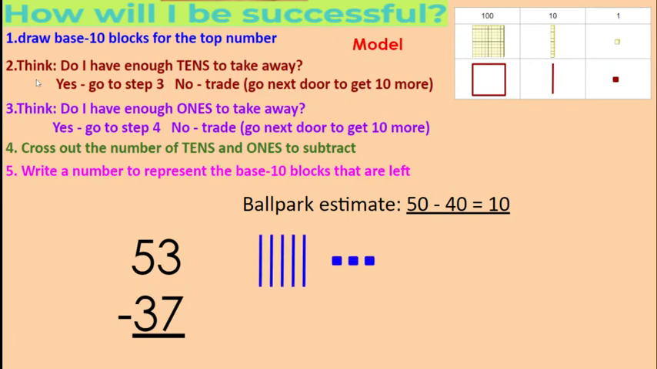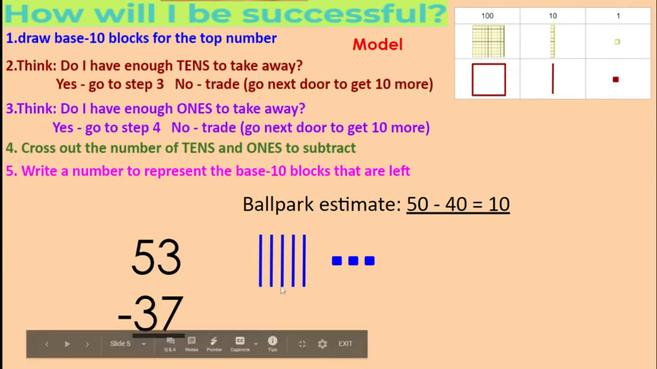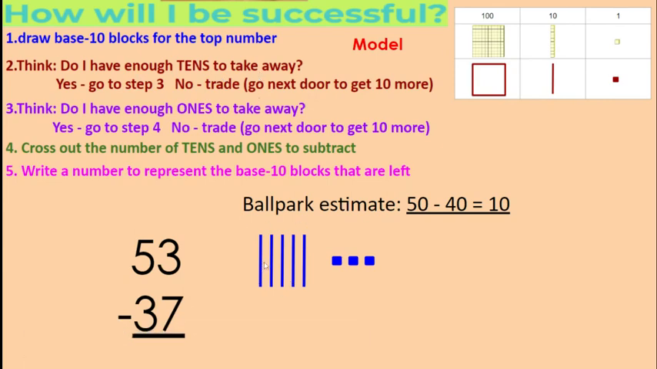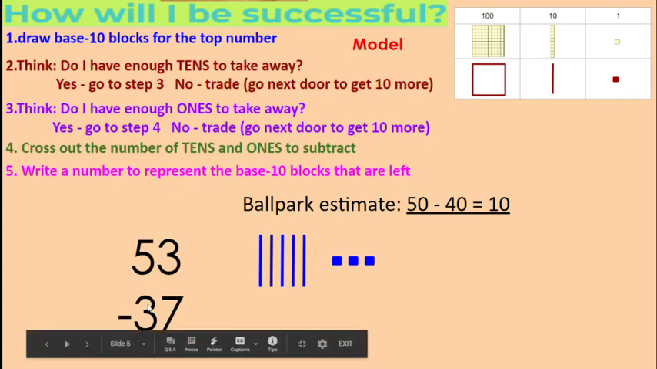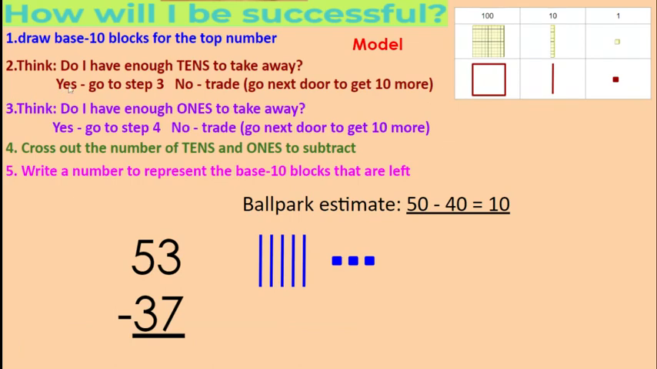Step number 2 says, think, do I have enough 10s to take away? Well, here I have 5 10s, and I need to take away 3 10s. So yes, I do have enough. If I answered yes, it says go to step number 3.